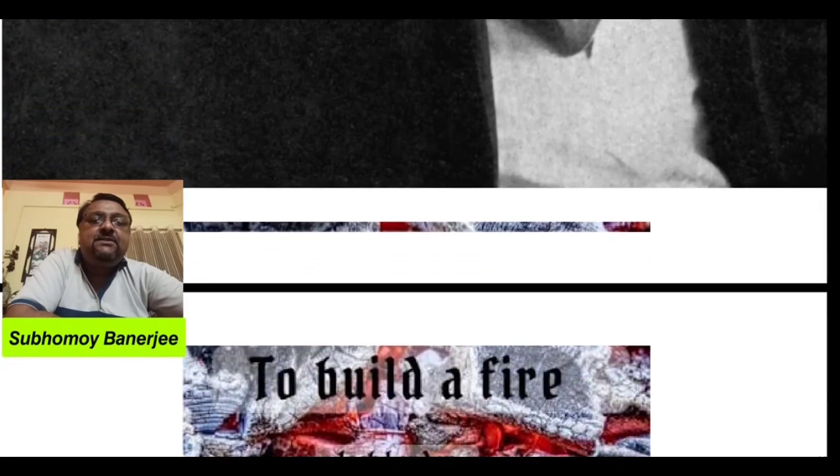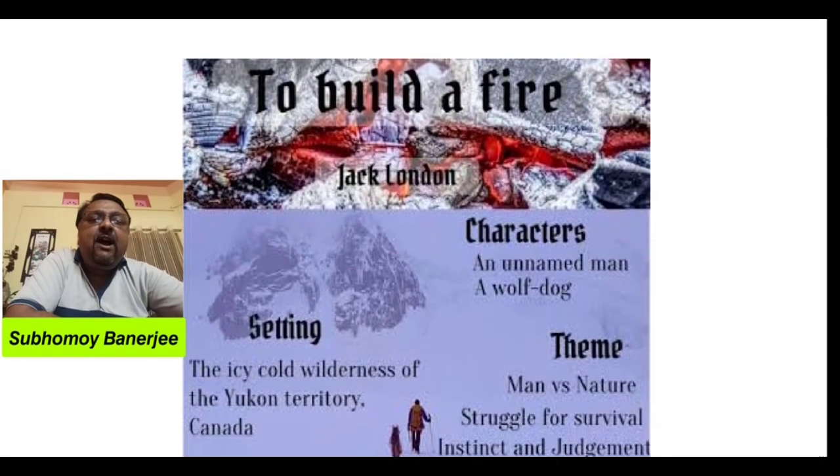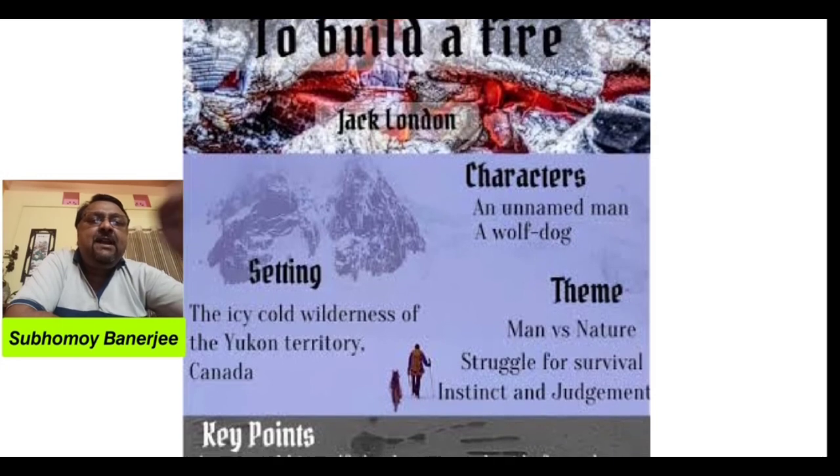Now let's scroll up and see a little more about the story. To Build a Fire by Jack London. How many characters do we have? We have an unnamed man, a wolf dog. Now wolf dog means the husky. Nowadays huskies are kept as pets by many people, but remember that these huskies are creatures of very, very cold weather, sub-zero temperature regions. So they can only survive in such cold areas. If we try to bring them into warmer places, they are likely to fall ill and die.